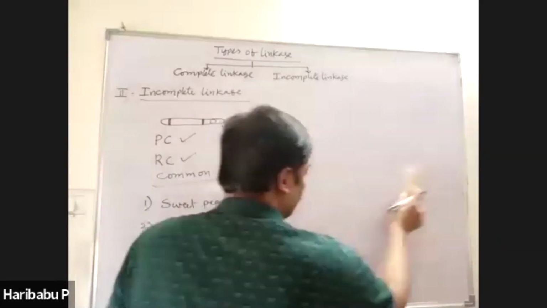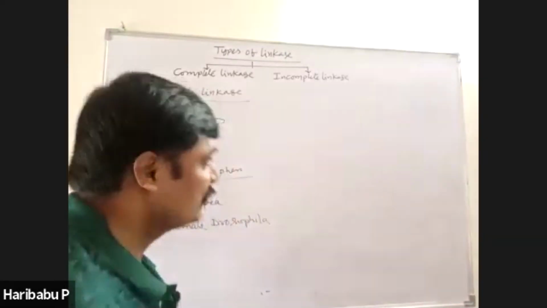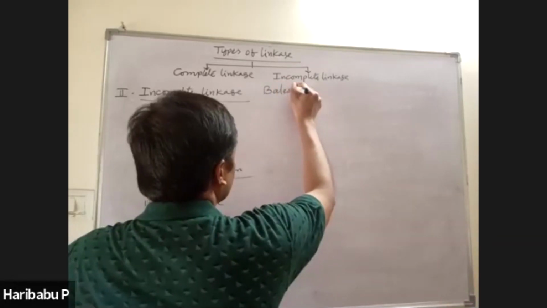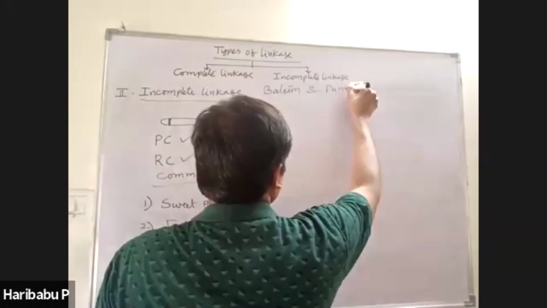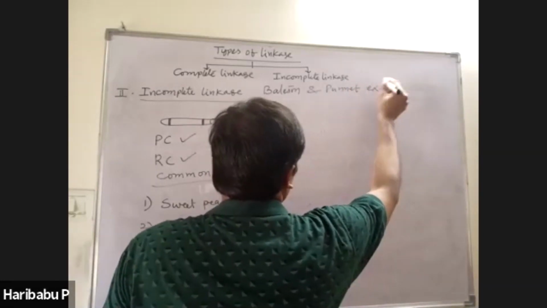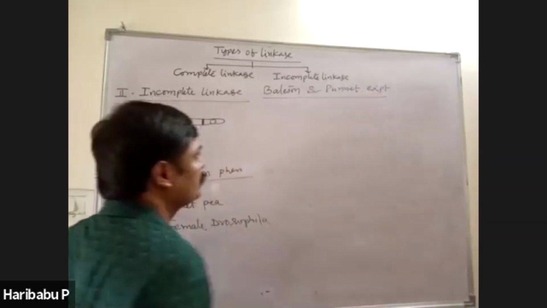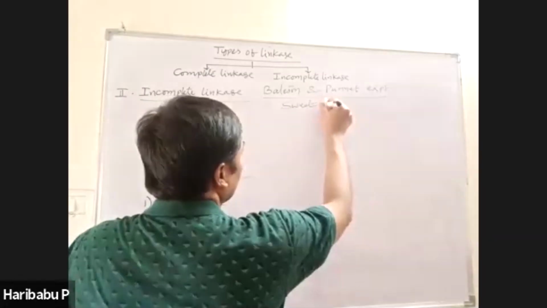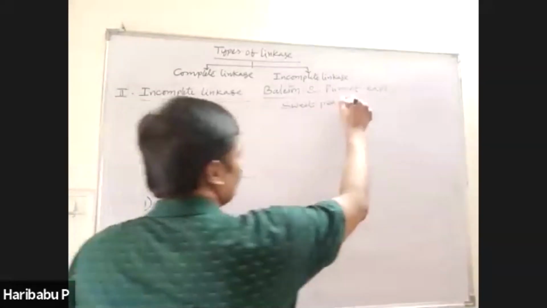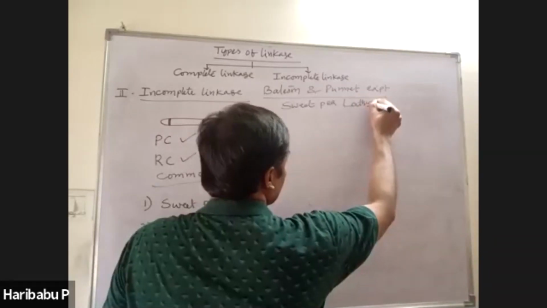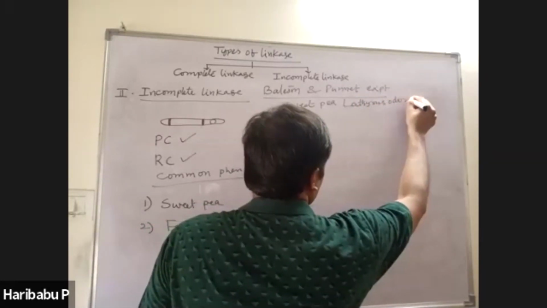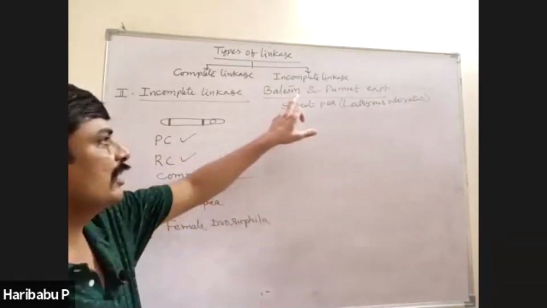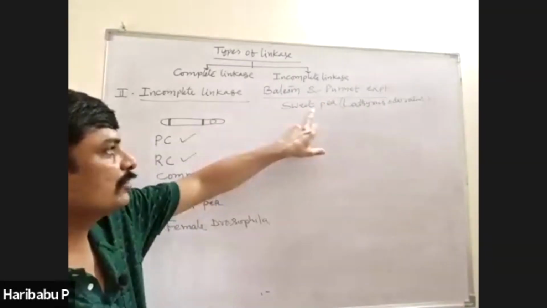In sweet pea, Bateson and Punnett conducted experiments. Therefore, this is the Bateson and Punnett experiment. They conducted experiments on sweet pea. What is the botanical name of sweet pea? Lathyrus odoratus. Bateson and Punnett conducted experiments on sweet pea.